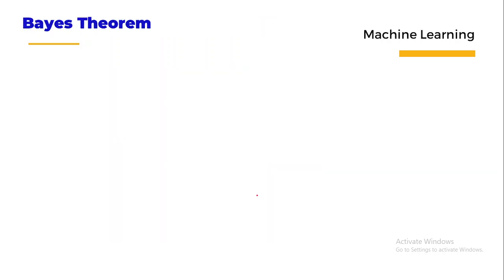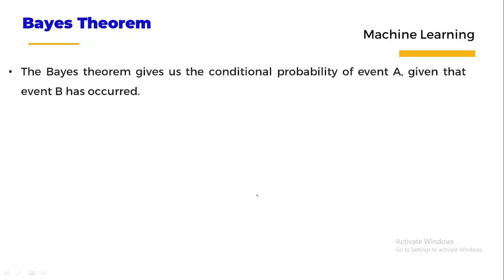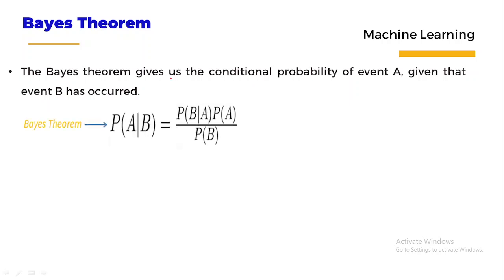So we will see what is Bayes theorem. This Bayes theorem is already covered in the previous lecture. If you have not gone through that lecture, please go through it and then come to this lecture. Bayes theorem gives us the conditional probability of the event A given that the event B has occurred. With the help of conditional probability we have derived the Bayes theorem. So this is the formula of the Bayes theorem.